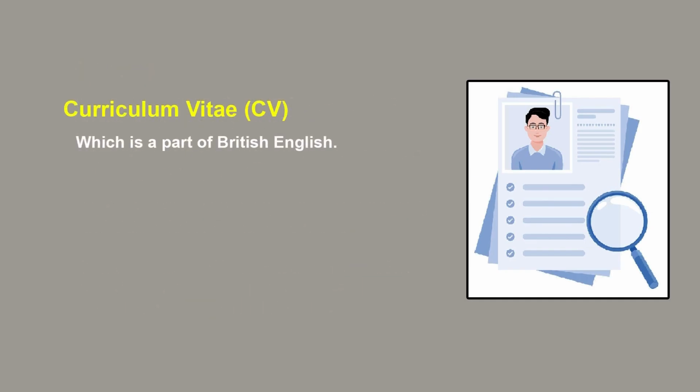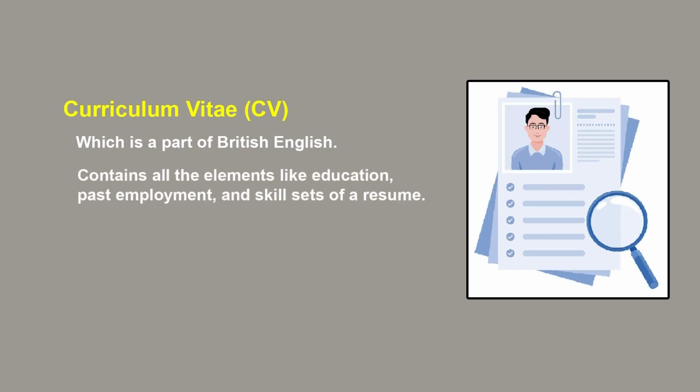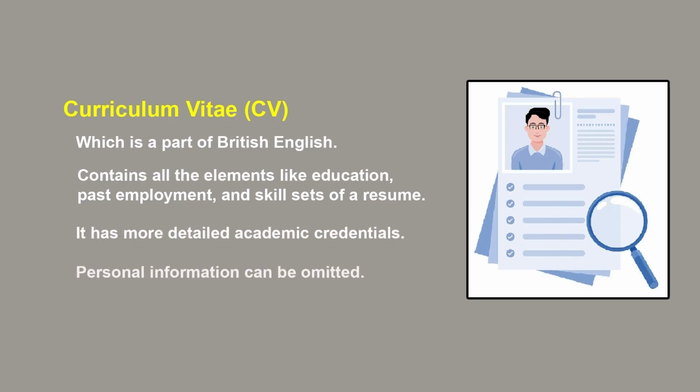A CV, which is a part of British English, on the other hand, contains all the elements like education, past employment and skill sets of a resume. However, it has more detailed academic credentials. Personal information can be omitted.